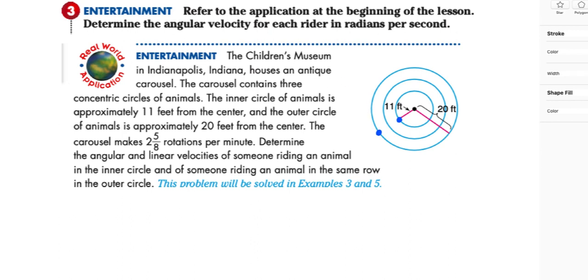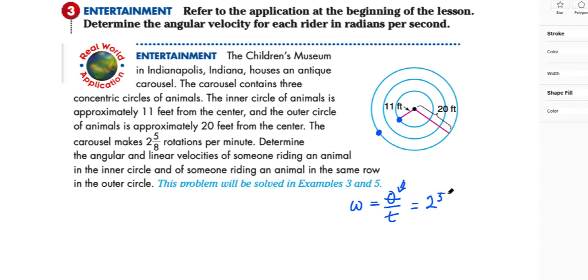We remember angular velocity is omega, equal to theta divided by t. This theta value is the angular displacement. With these revolutions that the riders are going around, their angular displacement is going to be the same for both of them, right? It has to be the same, as in the example we talked about when we were discussing vocabulary.